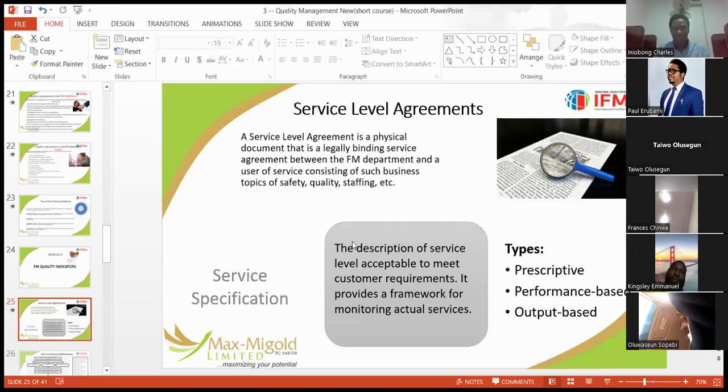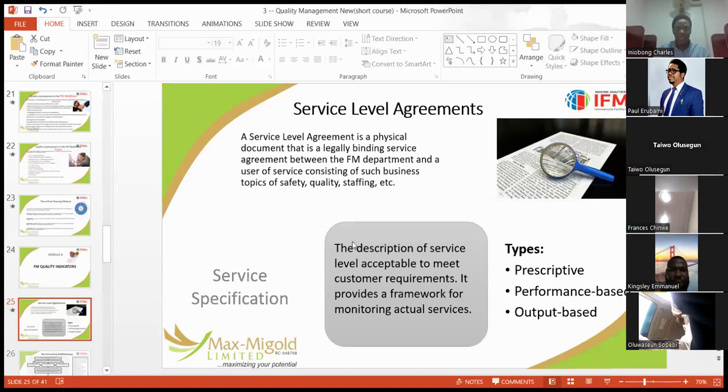A service level agreement is a physical document that is a legally binding service agreement between the FM department and a user of service consisting of such business topics of safety, quality, staffing, etc. So the service level agreement is embedded in our contract. In it, there are criteria, there are KPIs that must be met. It might be safety. For example, the document will state that in this facility, we must not have any fire incident. So fire outbreak is 0.